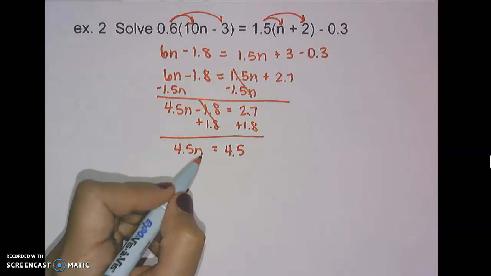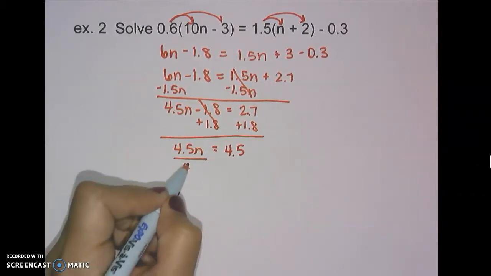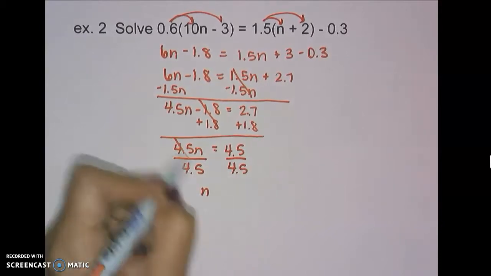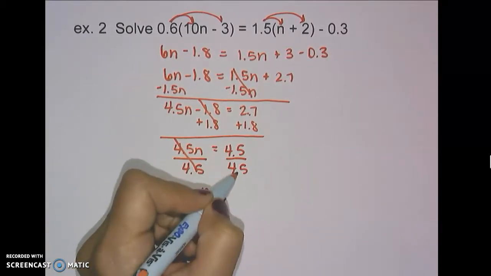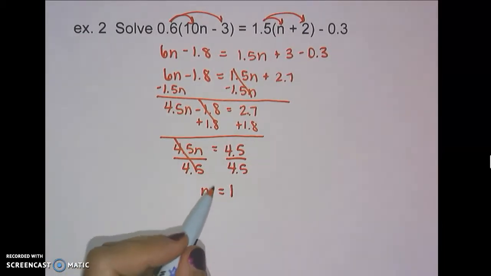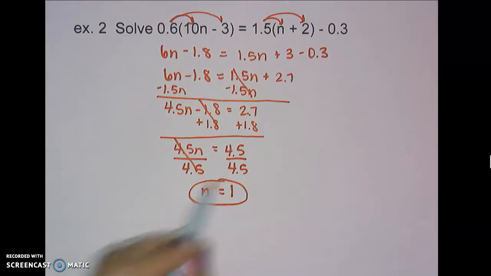Since 4.5 is being multiplied by n, the way to get rid of it is to divide by 4.5 on both sides. Those go away. 4.5 divided by 4.5 is 1. Remember, you can always take that answer, plug it back in. 1 does work when you plug it back in. So that is our answer. So that's dealing with some decimals along the way.